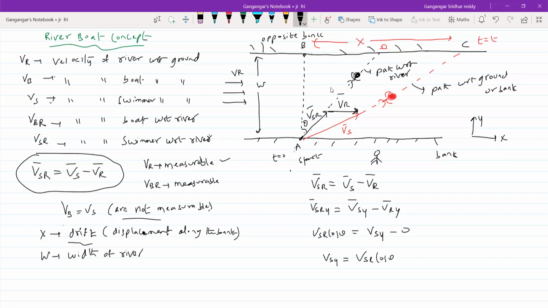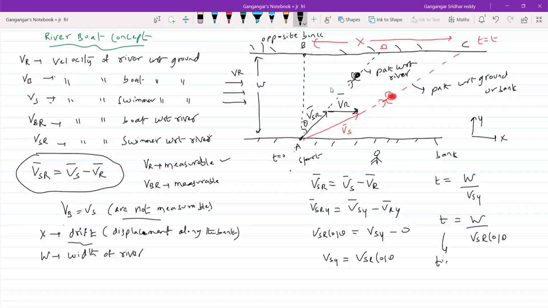The time taken, who will determine the time taken to cross the river? Time taken is equal to W by VSY. Who will determine the time taken to cross the river? The vertical component of the swimmer, or the y component of the swimmer with respect to ground along the y-axis. That will determine the time taken to cross the river. So what is VSY? W by VSR cos theta.